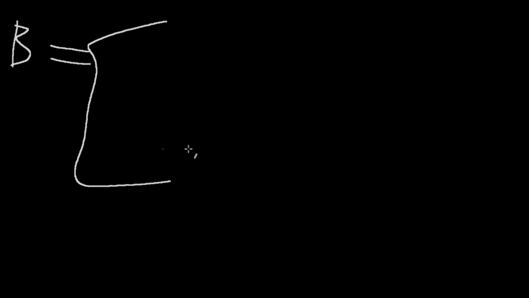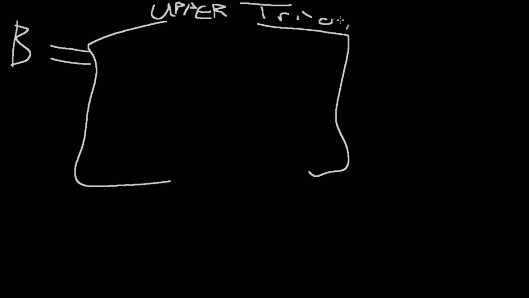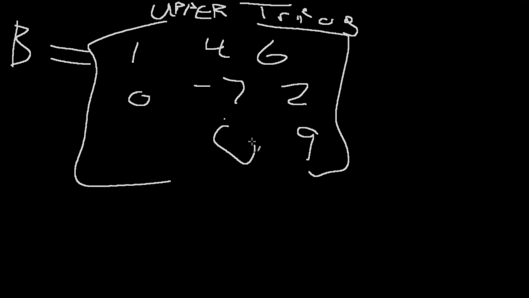We have matrix B, and it equals an upper triangular matrix. We go off the center, and if the upper portion is filled with numbers and the rest is 0, or rather it just has to be non-zero elements. So, I don't know, 1, 4, 6, negative 7, 2, 9, and then 0, 0, 0. This would be upper triangular.